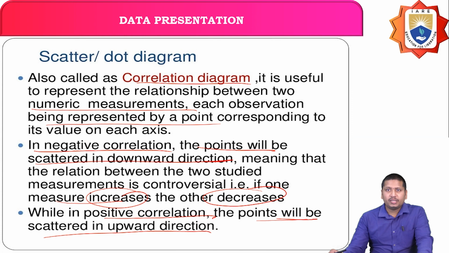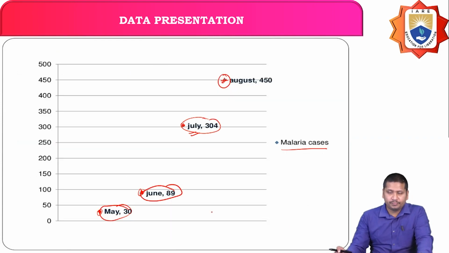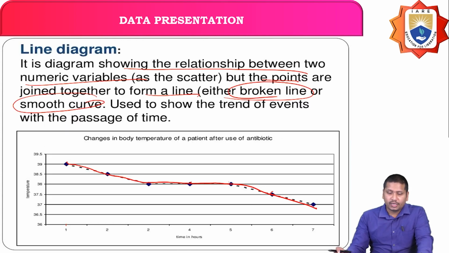Another way of representing the data is the scatter plot or dot diagram. It shows the relationship between two numeric variables, and that is represented through points, called a correlation diagram. In negative correlation, the points are scattered in a downward direction, where one variable increases and the other decreases. When it comes to positive correlation, the points are scattered in an upward direction. So this is the view of a scatter diagram.